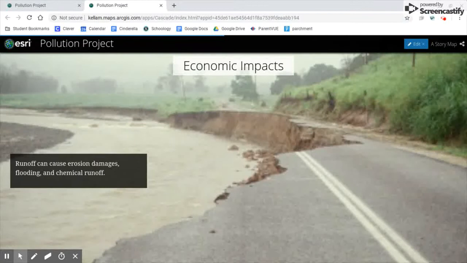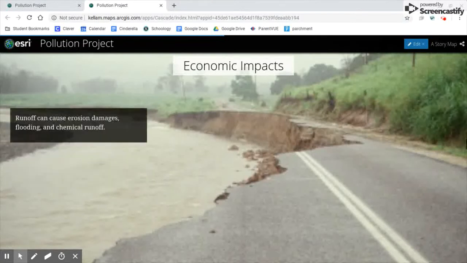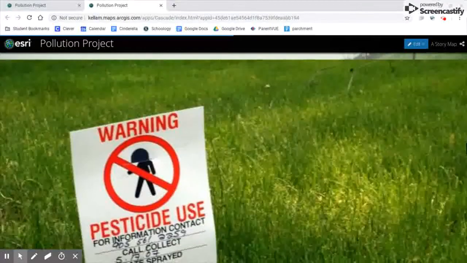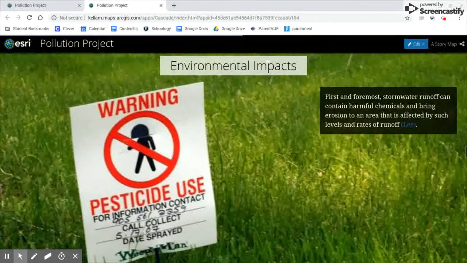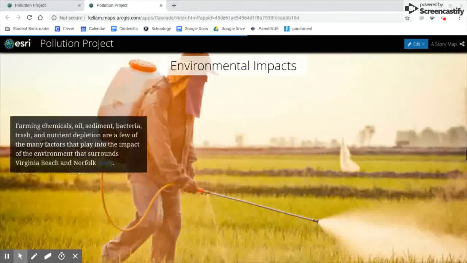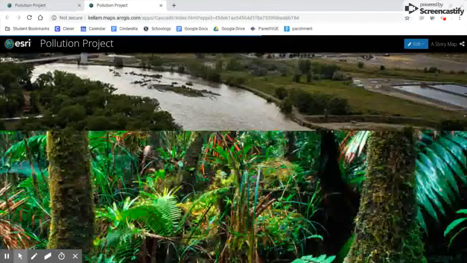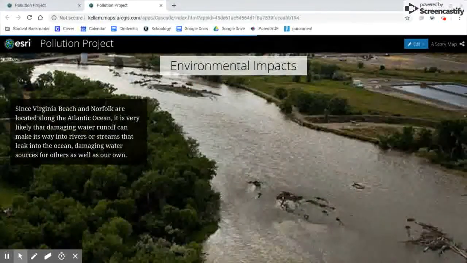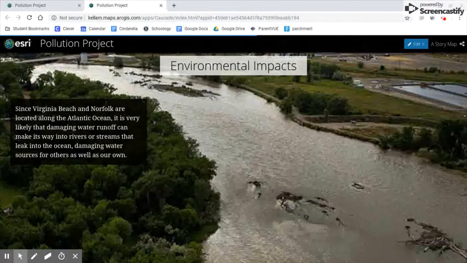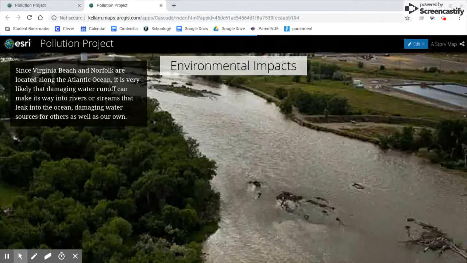Runoff can lead to costly damages from flooding and erosion. This impacts the environment as well. Contaminated runoff is likely to flow into rivers and eventually the ocean, which damages our water sources.